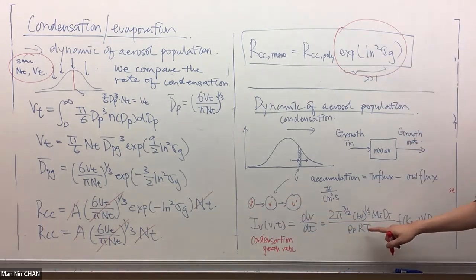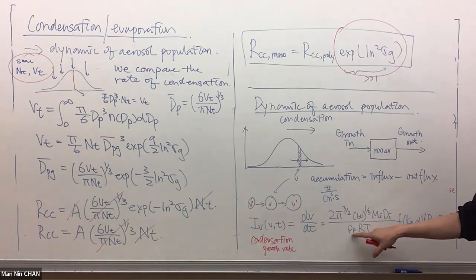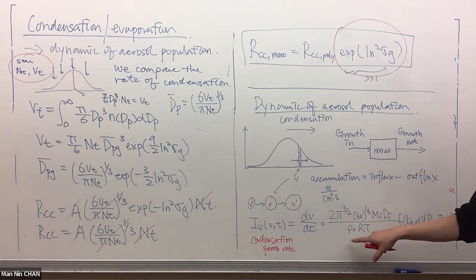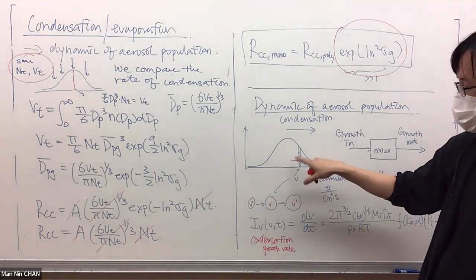If you look at this term, you can also argue it is the diameter, because this is the volume, and if you take the 1/3 power, it gives you the diameter. And then this is the molar mass of your species, this is the diffusivity of your species in the gas, the correction factor, and also the vapor pressure. So basically the same equation, but we present it in the way that the textbook does.